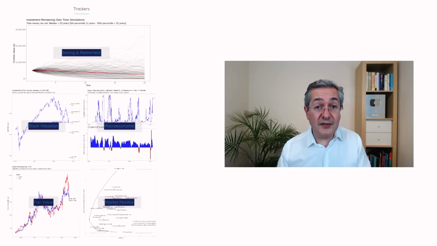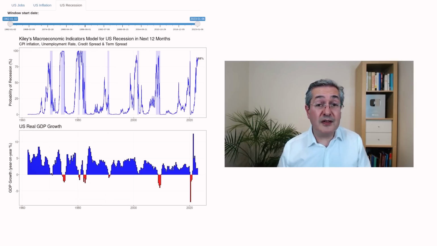You can see that one of those sets of trackers is about tracking the macroeconomic situation for this very reason. For example, if you want to know whether the US is going to be in a recession over the next 12 months, here's a predictive model from the Federal Reserve which looks ahead over the next 12 months. And currently it's flashing a probability of recession of 88%. So if that's true, you might want to avoid riskier assets.